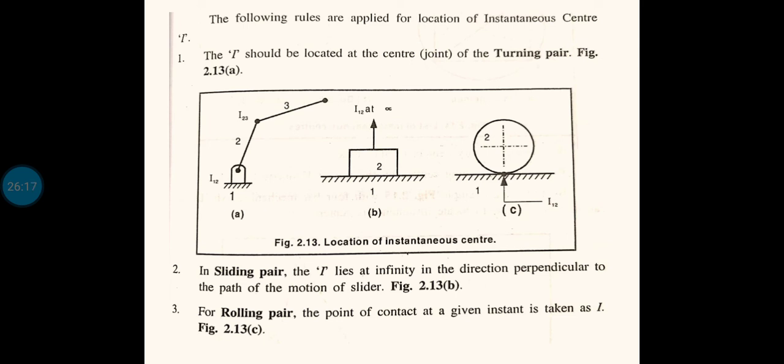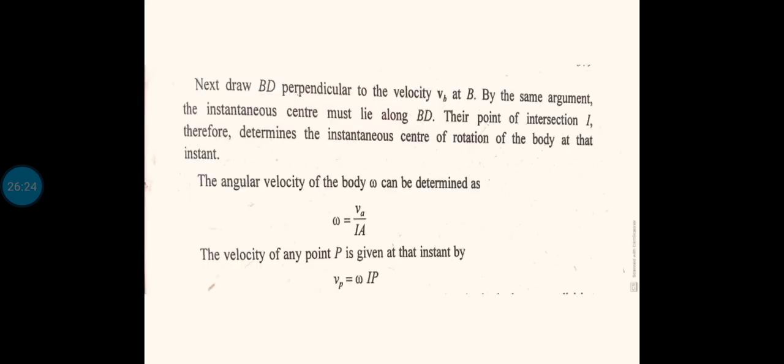Once you locate the instantaneous center, it is very easy to find the linear velocity and angular velocity using these equations. You can see omega equals Va divided by the distance from the instantaneous center to that particular point A. By that way you can identify omega. Va is known to us, and once you locate the instantaneous center, the distance from the instantaneous center to that point can be measured. Then you just divide the linear velocity by that distance.